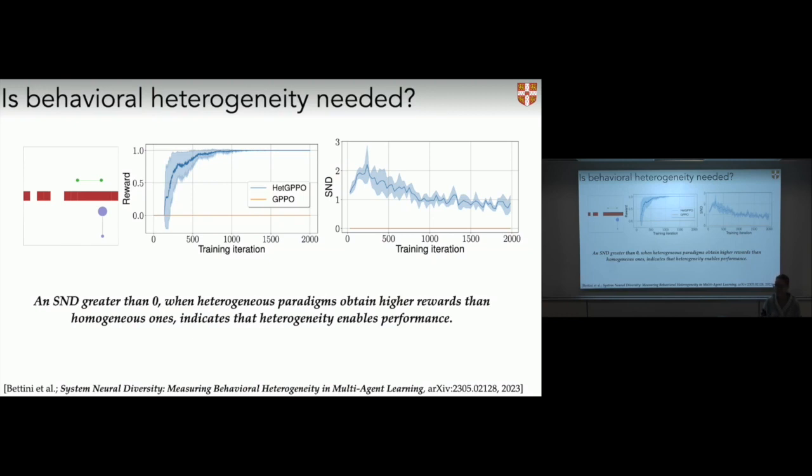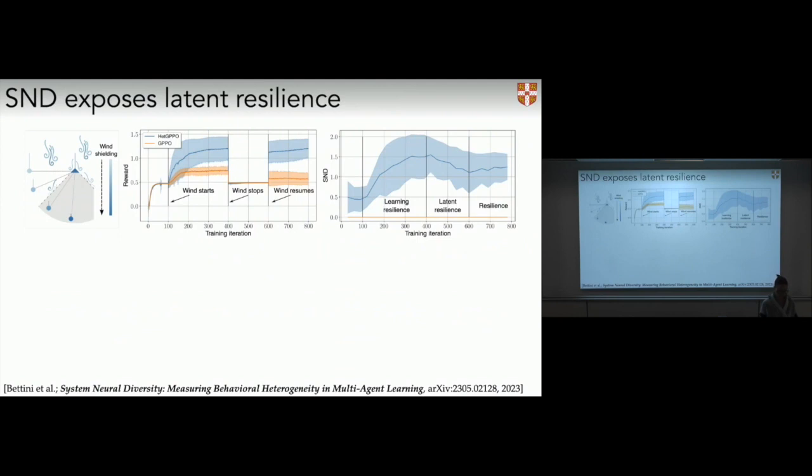Clearly this is a task you can only solve with a heterogeneous policy, because the robots have to learn expert roles, right? They have to learn, I'm the big robot, I'm the small robot, I always have to go through the big gap, or I always have to go through the small gap. And so the insight here is that if our SND is greater than 0 when the heterogeneous paradigms obtain higher rewards than the homogeneous one, this indicates that heterogeneity enables and is necessary for performance. So the combined performance and SND plots tell us exactly what the task needs in order to be solved. This is a cool insight, but we took it a step further.